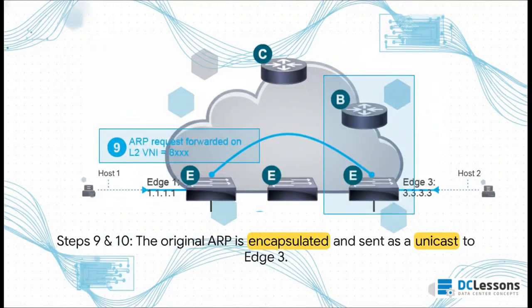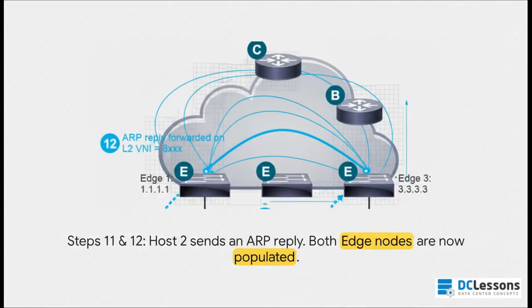And here's what that efficiency looks like in practice. Edge 1 takes the original ARP request from host 1, wraps it up in a VXLAN header pointed directly at Edge 3's location, and sends it across the network. It's just a normal point-to-point packet now. When Edge 3 gets it, it unwraps the packet and delivers the original ARP request right to its locally connected host 2. So to close the loop, host 2 just sends a standard ARP reply back to host 1. Edge 3 wraps it up and sends it back across the Fabric to Edge 1.